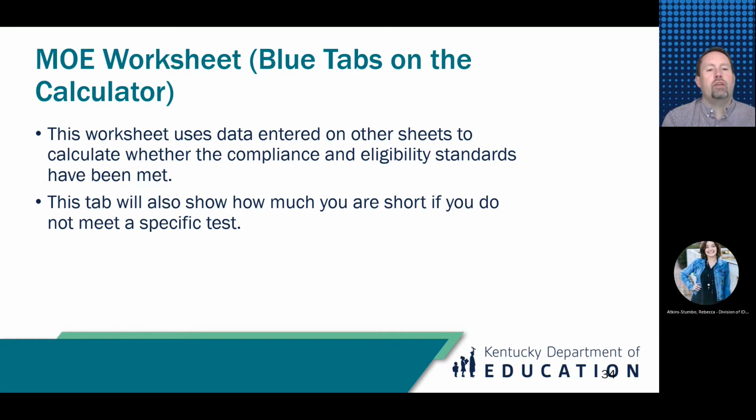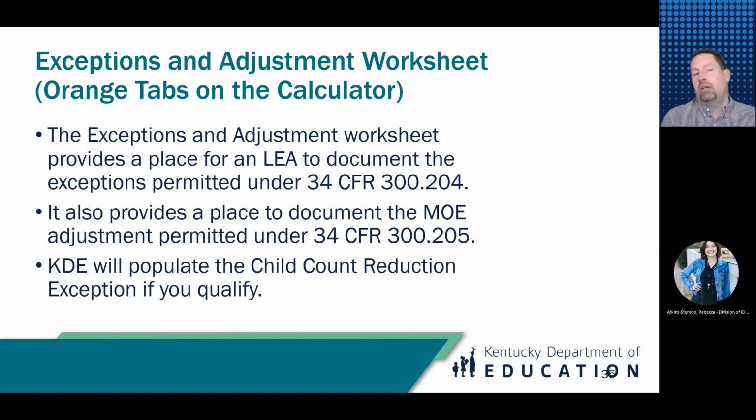The blue tabs on the calculator, that just breaks it down more. You can go on the blue tab and see if you've met or did not meet a test. And it'll also show you how much you're short if you don't meet that specific test. And then the orange tab, as far as what you have to do, the most important tab, that is where you can go in and look at those exceptions and that adjustment. And with the exceptions, that's where you would enter those voluntary departure exceptions. Also, that's where you would enter if you have any specific replacements. And you can also see if you receive that child count reduction exception and the other exceptions we talked about that you have to get pre-approval through us. Those would be entered there as well, and we would enter those all on that orange tab.